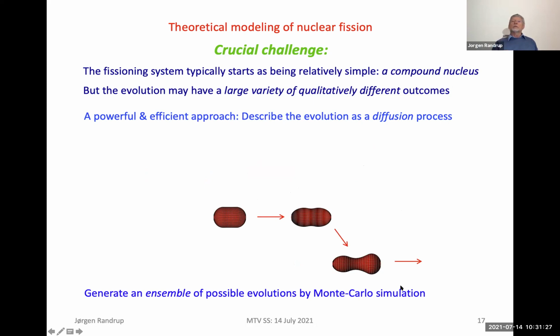This is a very efficient way to deal with such a problem. But this is very difficult for the quantum mechanical treatments to do. This is kind of a classical transport thing. The good thing is that the shape is more or less a classical variable. So it works rather well.